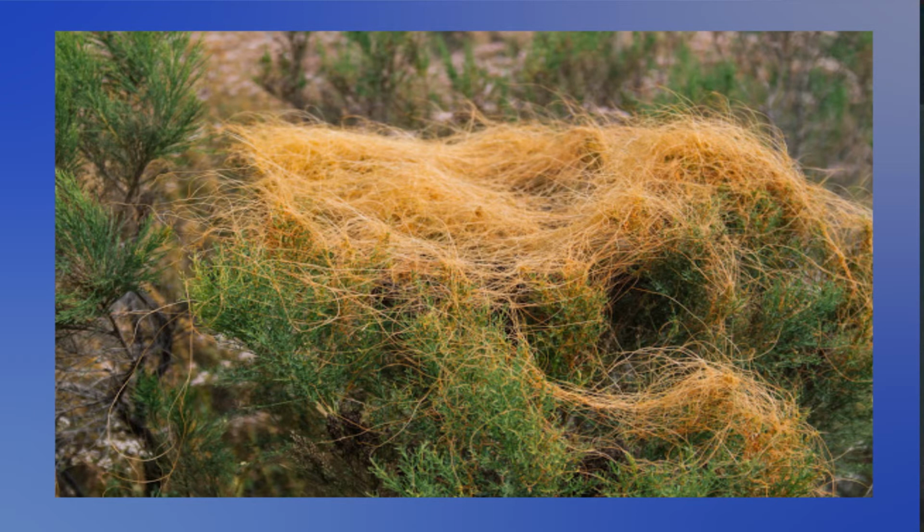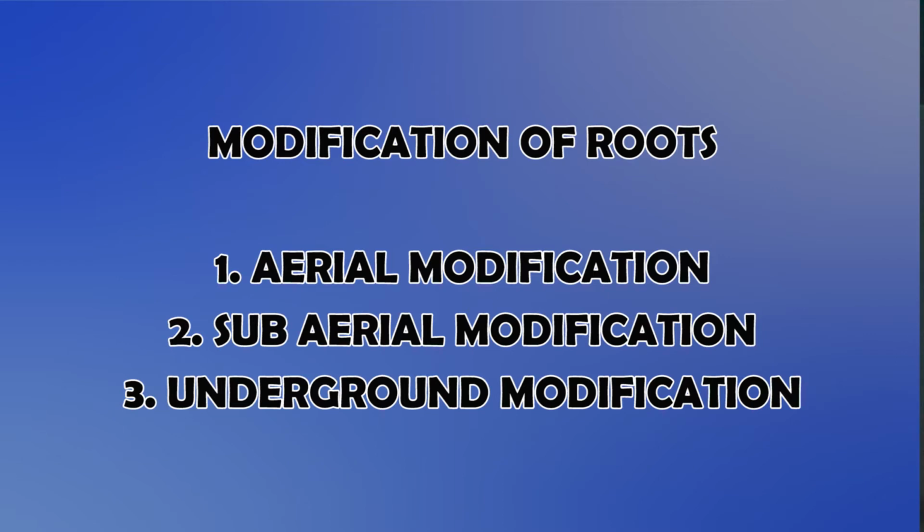That root penetrates the stem of another plant and absorbs water and food from that plant. So this Cuscuta is known as a parasitic plant, and the roots of Cuscuta are known as sucking roots or haustorial roots. Then next we are going to see about modifications of stem.